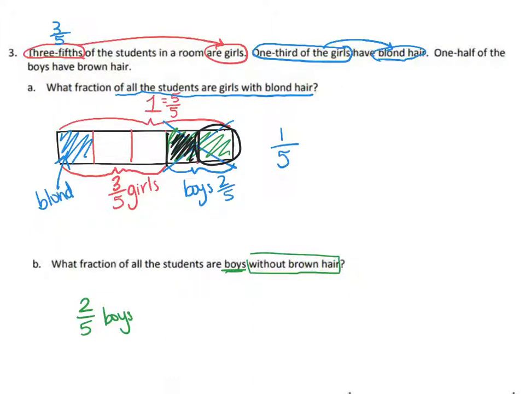What fraction of all the students? So all the students, there are 1, 2, 3, 4, 5 fifths. And how many of the fifths are boys without brown hair? 1/5. So write your sentence. Pause the video, write your sentence.